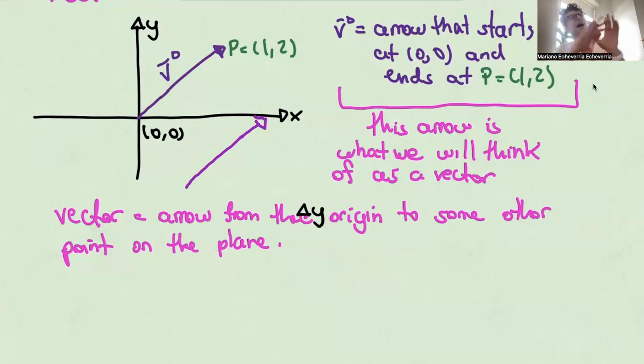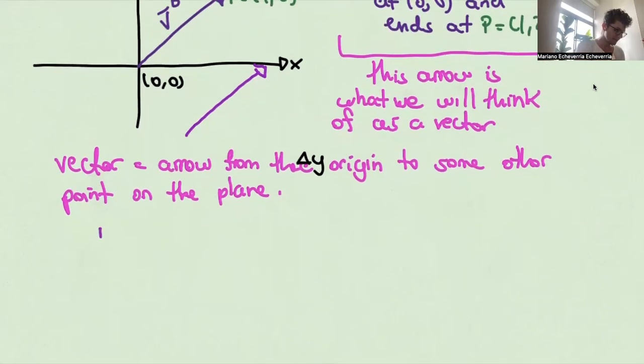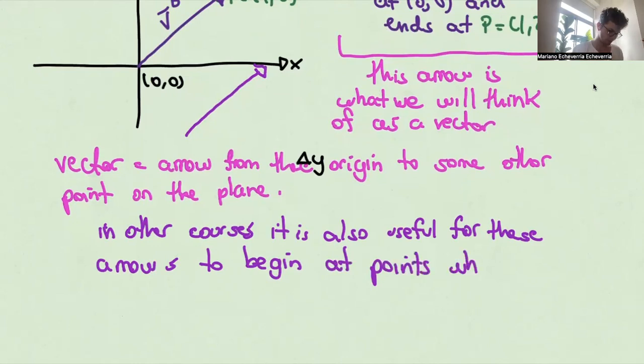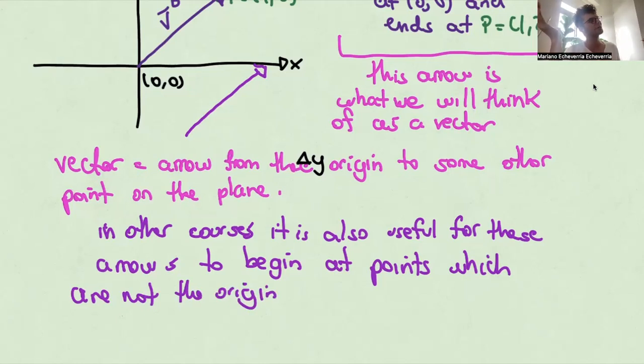But in other courses, you want the arrows to be drawn all over the place, not just beginning at the origin. So let me just say that in other courses, or in other disciplines, it is also useful for these arrows to begin at points which are not the origin. But for us, the easiest thing is to make them always start at the origin. In linear algebra, we will always start them at the origin.